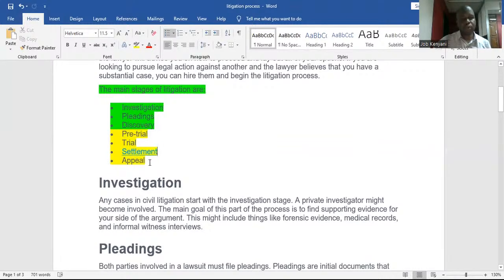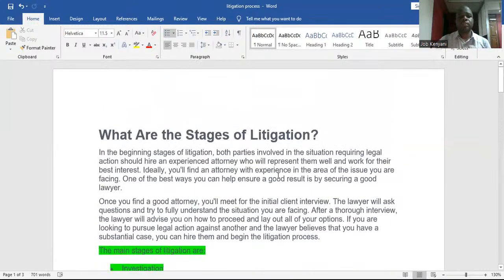But under the common law system, they leave the parties to argue the matters by themselves. The judge is not involved in doing investigations or inquiries. Therefore, in this case, they'll start at the pretrial stage. So these are the processes of litigation.